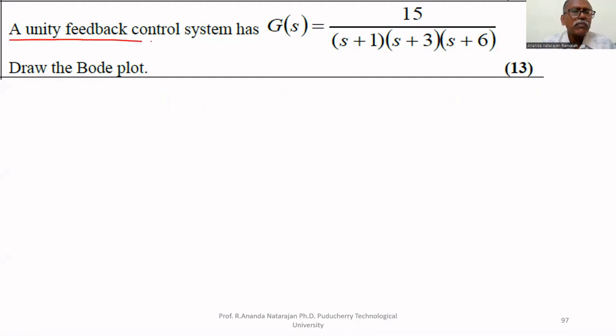A unity feedback control system has G(s) equal to 15 upon (s + 1)(s + 3)(s + 6). Draw the Bode plot and hence find gain margin and phase margin.